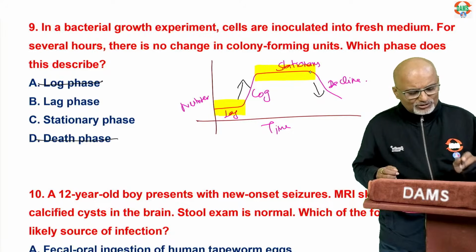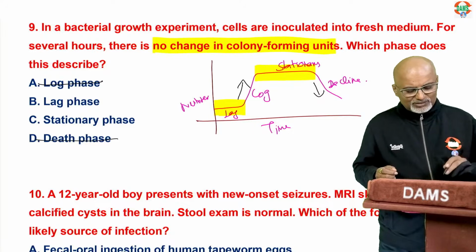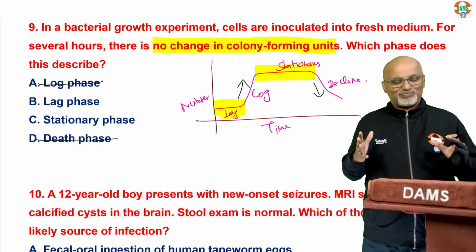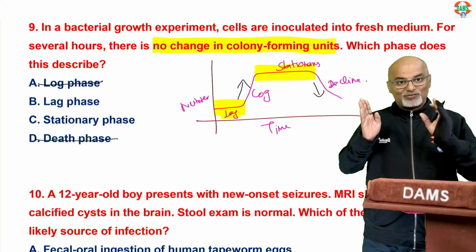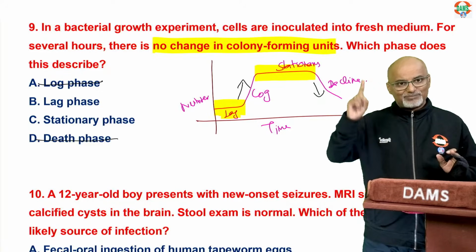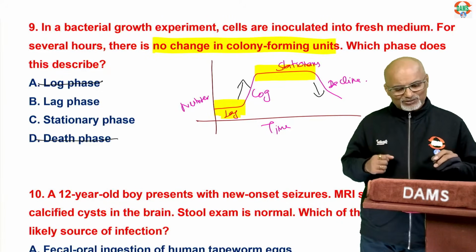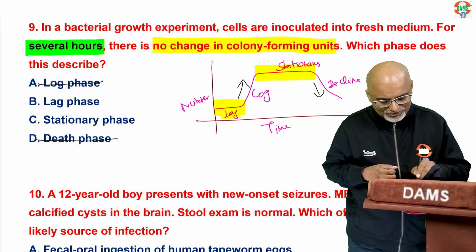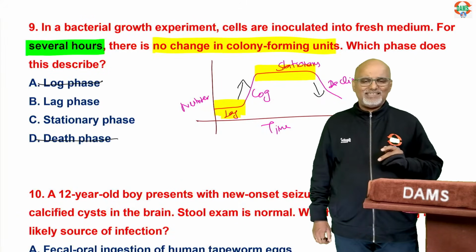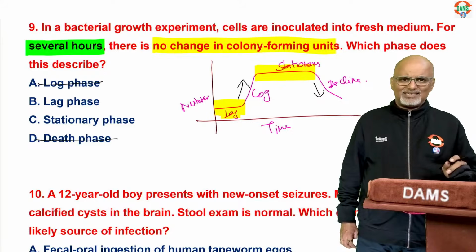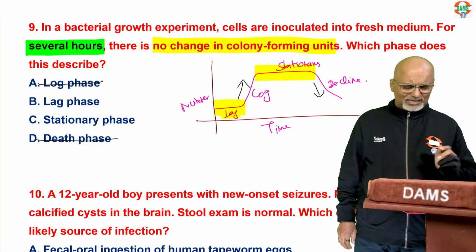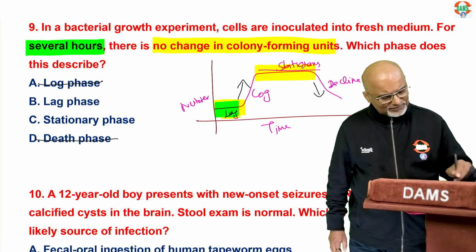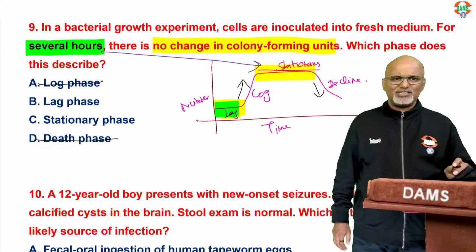The question is, in the stationary phase also there is no change in colony forming units. In the lag phase also there is no change in colony forming units. How to choose, sir? Purposefully I gave this to confuse you, and you need to get clarity from the question. There is a hidden clue: several hours. Initial few minutes, maximum 1 or 2 hours, it may be in the lag period. But when it comes to several hours, it comes in the stationary phase.